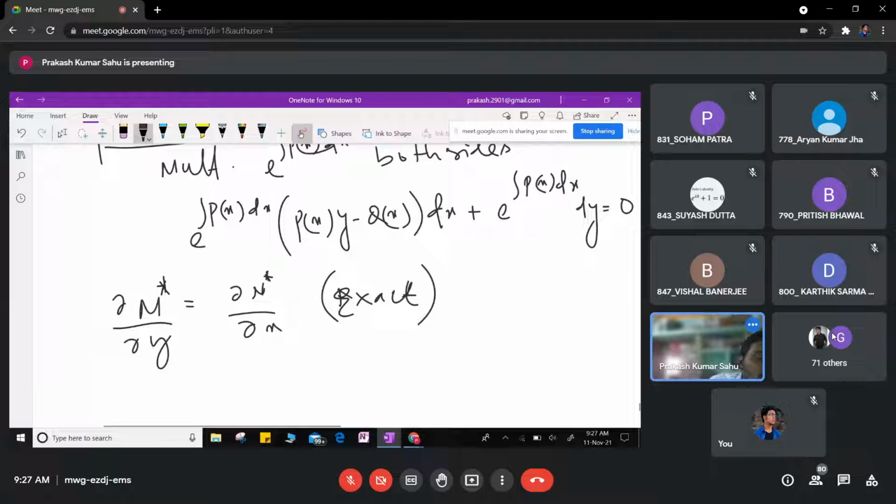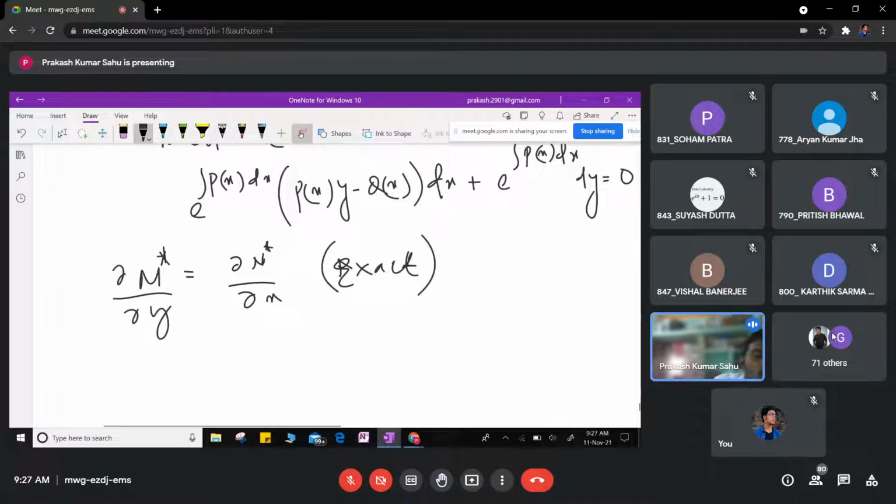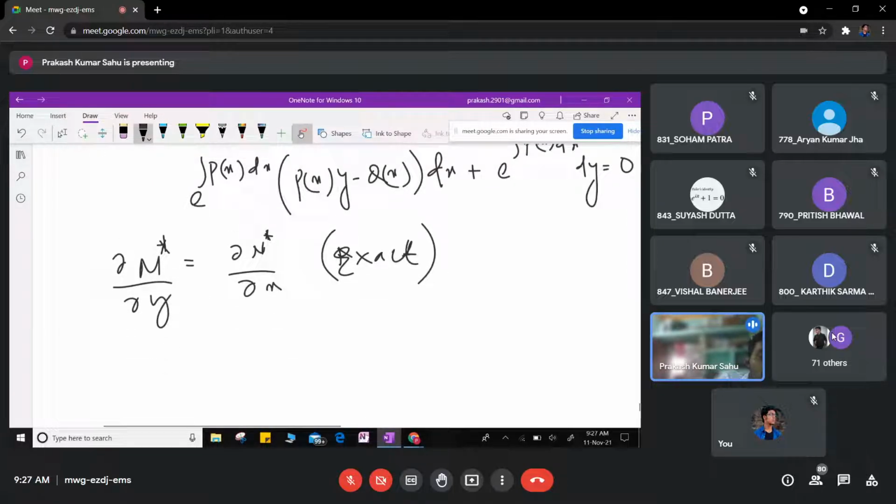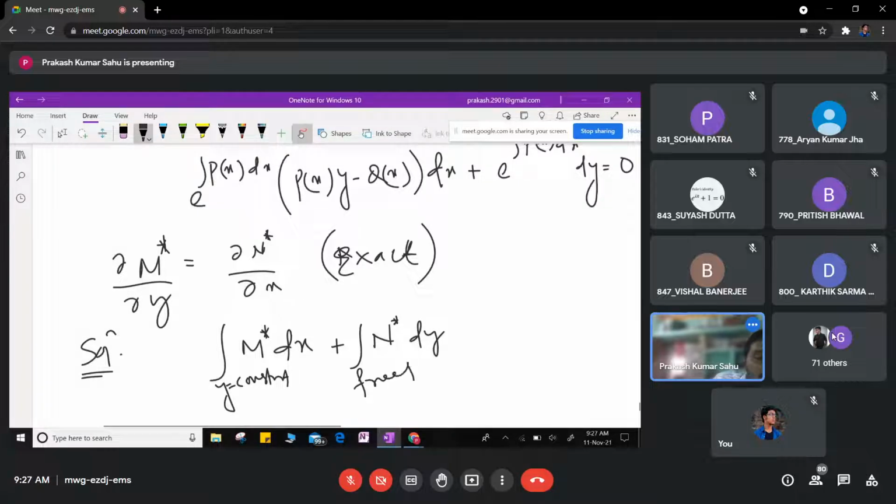Okay, you can check it. So let us find a solution. Okay, तो solution जो find करेंगे, तो solution क्या होगा? This is integration of m star dx where y is constant plus integration of n star dy which is free from x is equal to constant c.